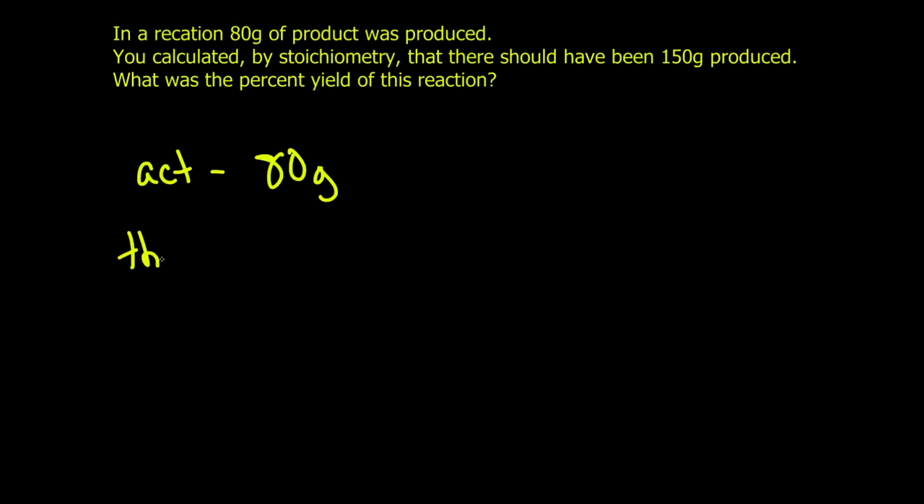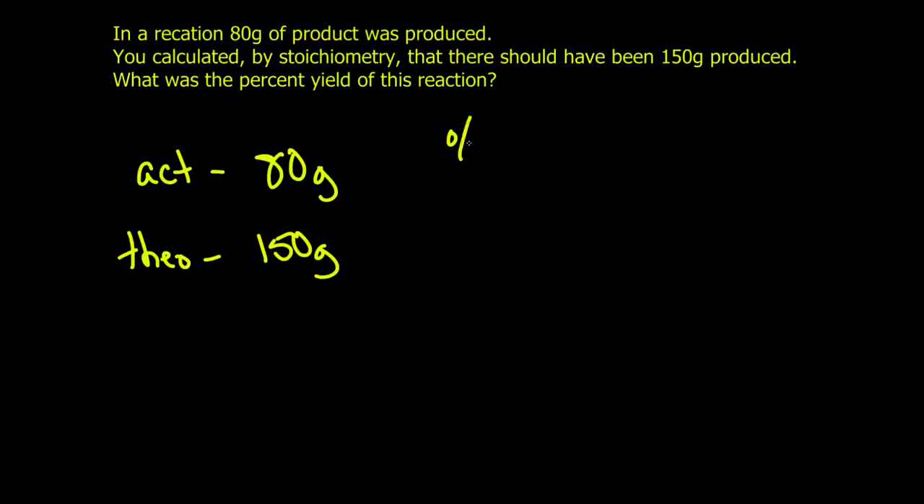So theoretically, we should have had 150 grams. So 80 is not 150, so this is not a match. So something has happened in our reaction that our product amount we produce wasn't the full amount. But we're not going to worry about the why for right now. We're just going to worry about how do we calculate the percent yield. So we just use a formula.